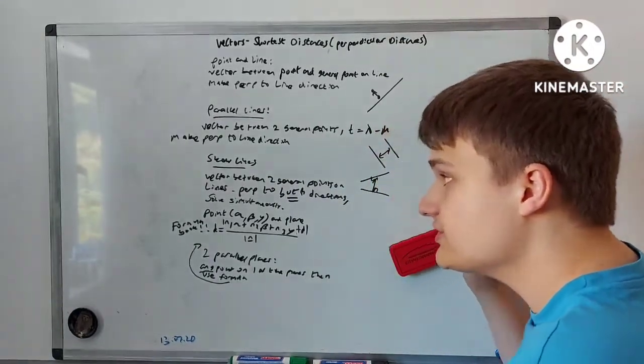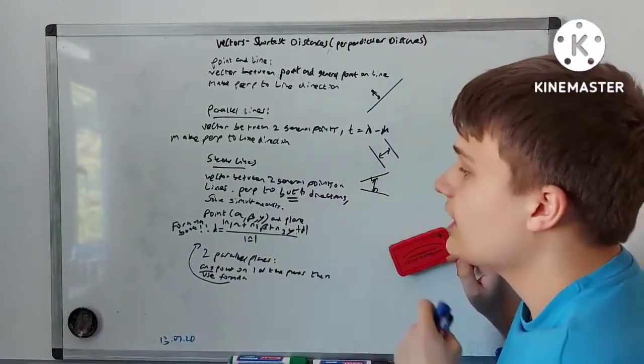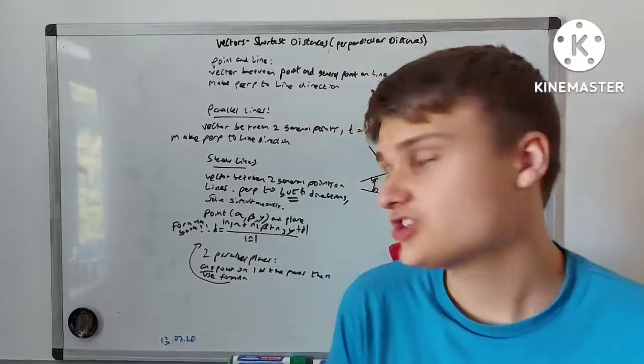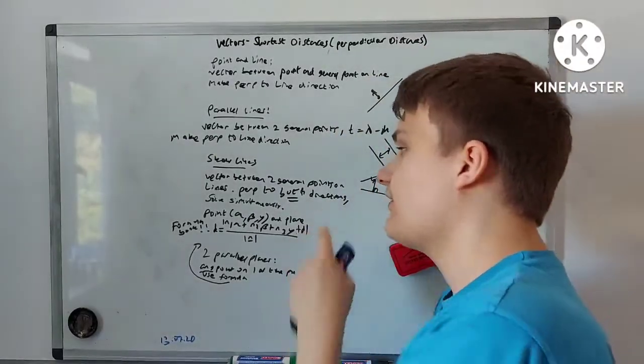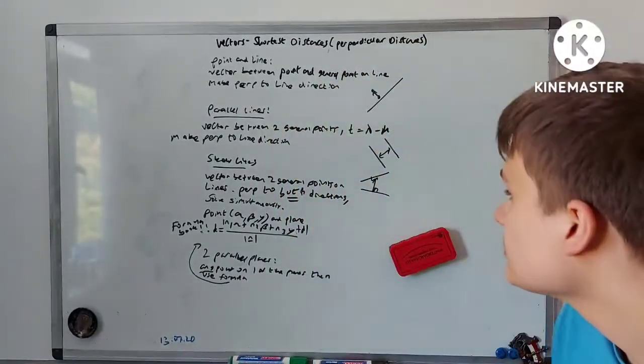For skew lines, we're going to find a vector between 2 general points on the lines, here and here, and we're going to make those perpendicular to both directions. The both is the important bit there, and then you're going to solve those simultaneously with 2 equations with x and y. Yeah, pretty simple.